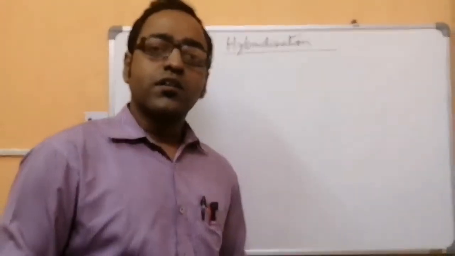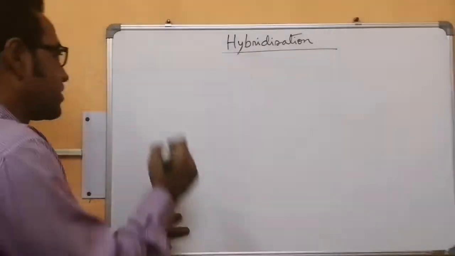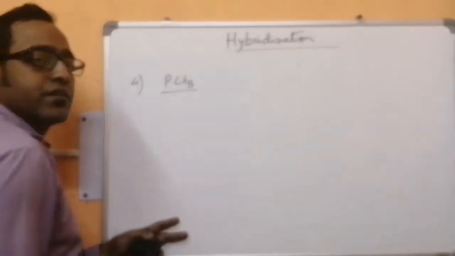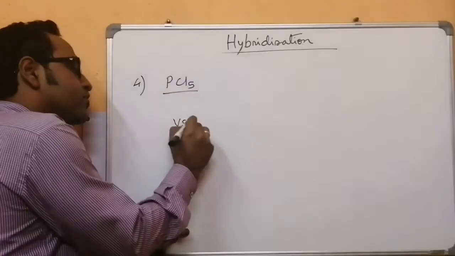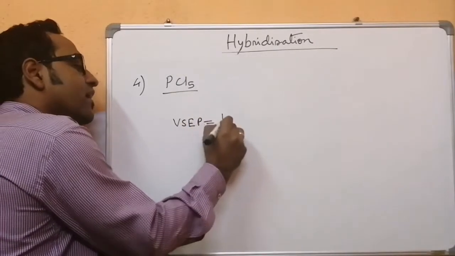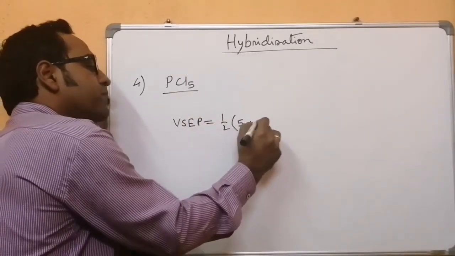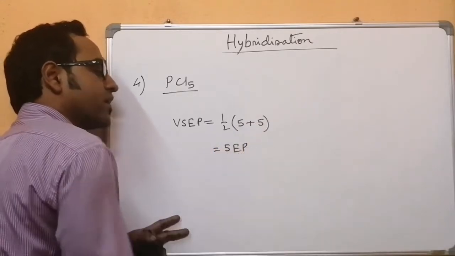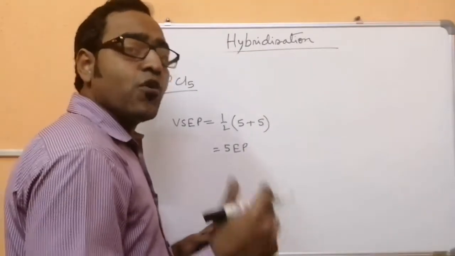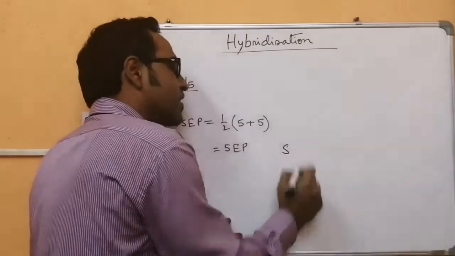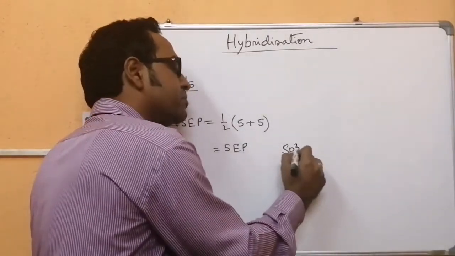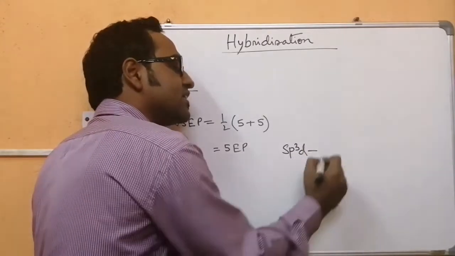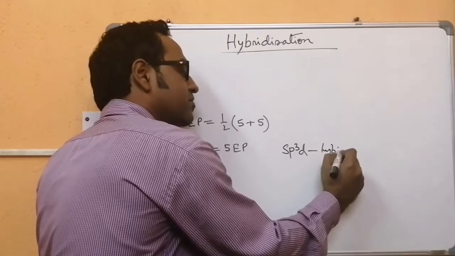Next, move to our fourth example, that is PCl5. Again you have to do the VSEPR calculation, and that is equal to half of 5 plus 5, and it will give 5 electron pairs, and so we need 5 orbitals, that is 1 s orbital, 3 p orbitals, so total 4, and 1 d orbital, sp3d hybridization.